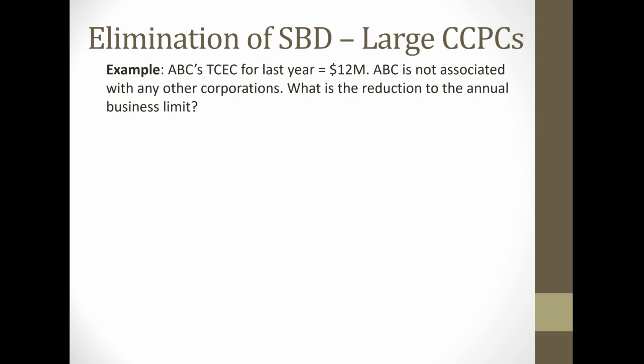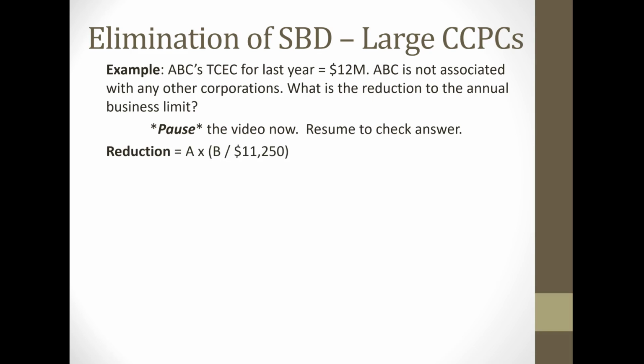Let's take a look at this example. Let's say that ABC's taxable capital employed in Canada last year was 12 million. Let's say ABC is not associated with any other corporations. What is the reduction to the annual business limit of 500,000? So pause the video now. You might want to refer back to the previous slide for the formula and then see if you can calculate what is going to be the reduction to the 500,000. And then resume the video once you're ready to check your answer.